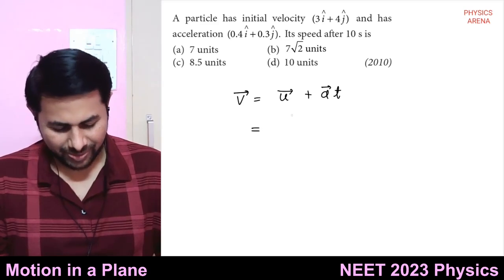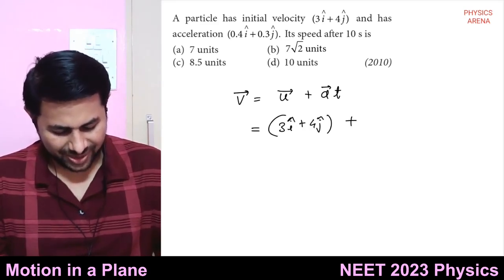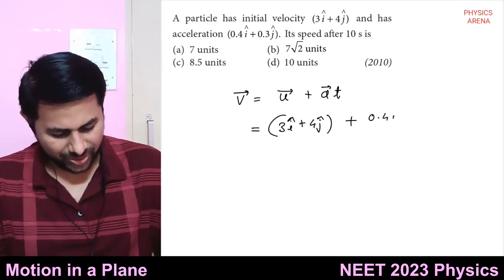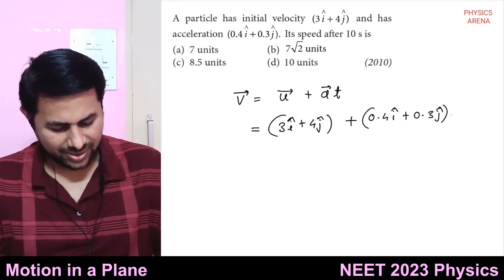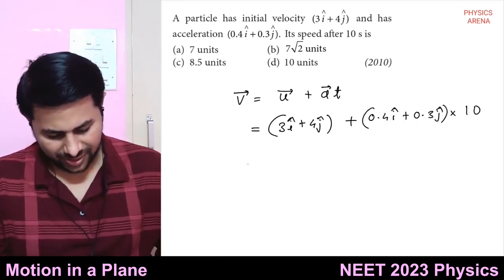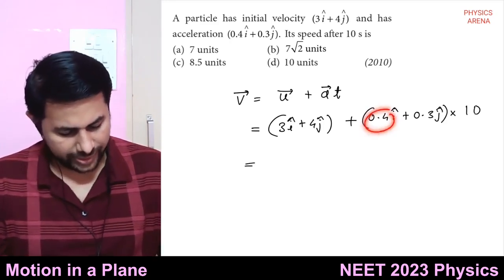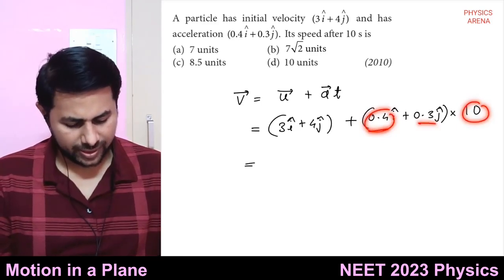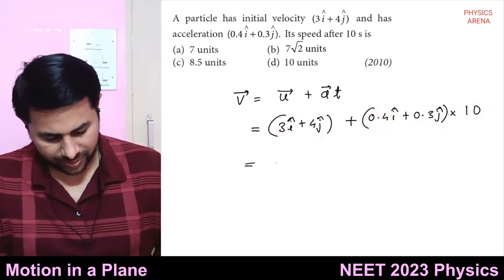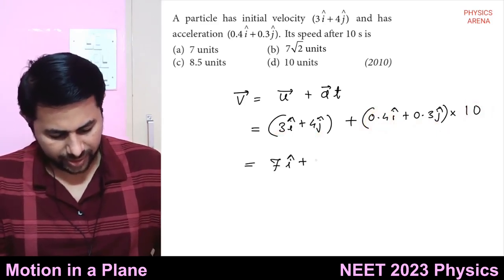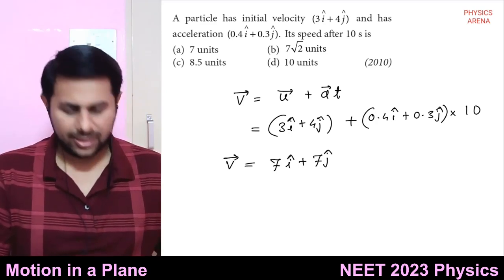So this will be what? 3i plus 4j plus 0.4i plus 0.3j times the time, which is 10. So how much would be that? This will be 4, this will be 3. So 3 plus 4 and 4 plus 3. So 7i plus 7j. So this is the velocity, and you want speed.